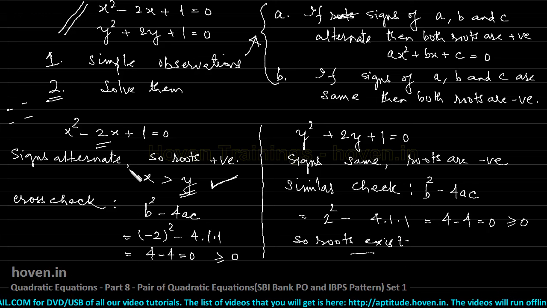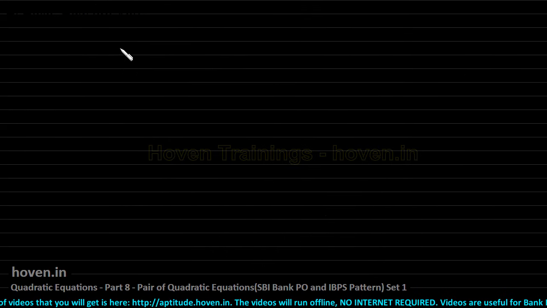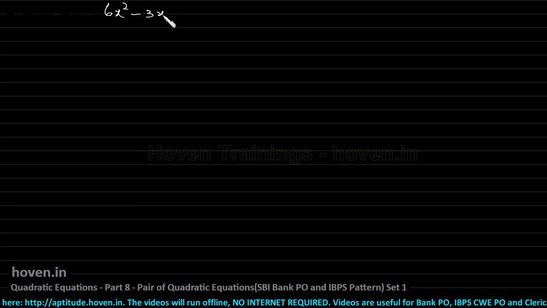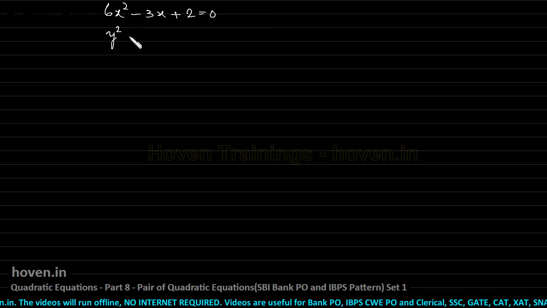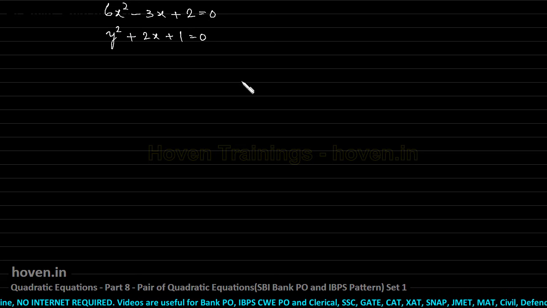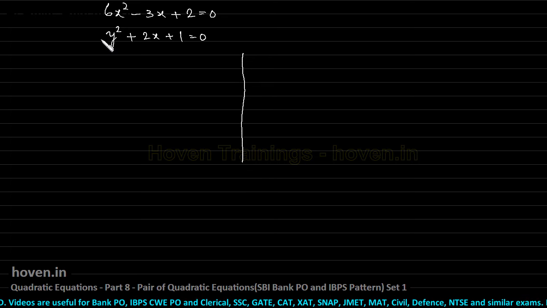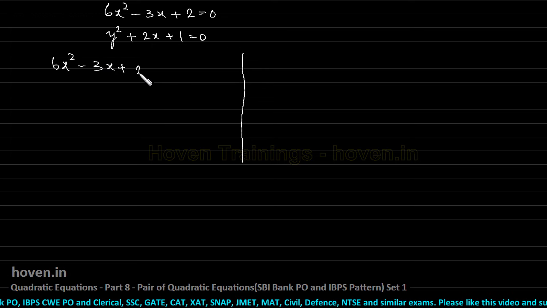And therefore, this is the correct option. Let us now take more examples to understand the whole story. He says, determine the relation for 6x square minus 3x plus 2 equal to 0, y square plus 2x plus 1 equal to 0. In this case also, I will explain by drawing a line. Write the equation first here, 6x square minus 3x plus 2 equal to 0.